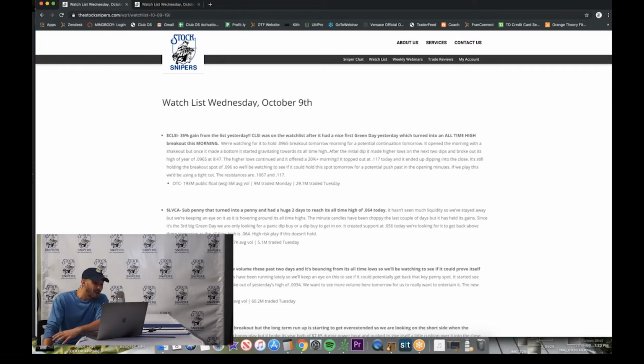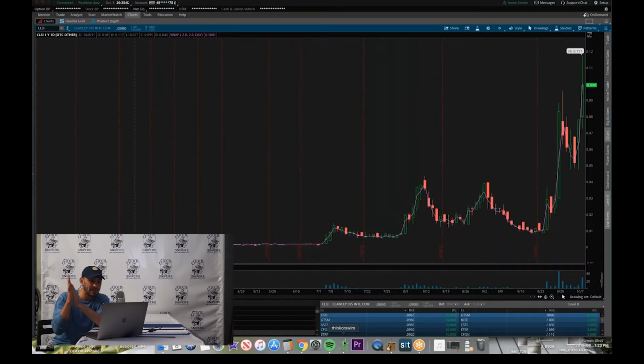CLSI, 35% gain from yesterday. Super nice, 35% gain from the list yesterday. CLSI, as you can see, was on the watch list yesterday, had a nice first green day, which ended up turning into an all-time high breakout this morning. This one was on the radar yesterday, on the morning watch list after it created that first green day. Let's go ahead and dive into the play now.